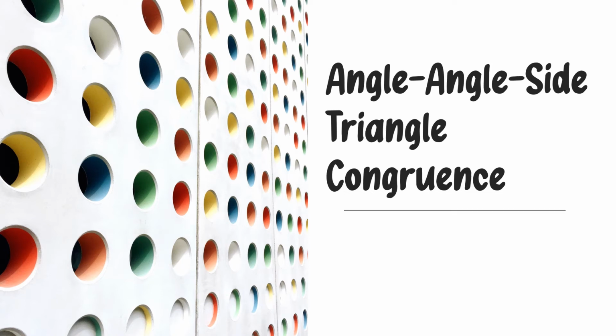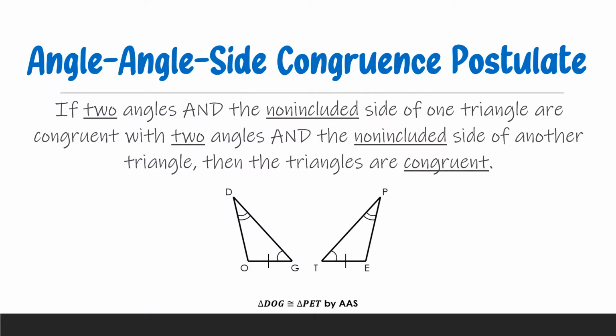Now let's look at angle-angle side triangle congruence. Notice the slight change in wording from angle side angle to now angle angle side. So the side is not between the two angles. If two angles and the non-included side of one triangle are congruent with two angles and the non-included side of another triangle, then the triangles are congruent.